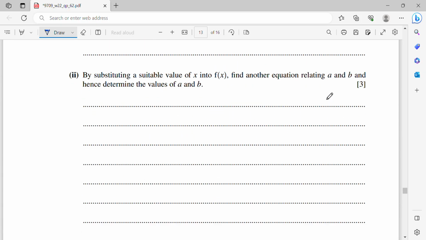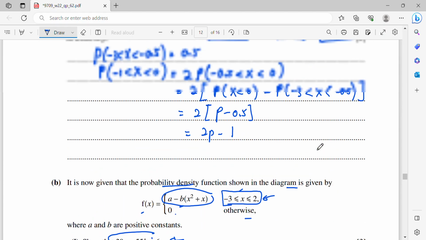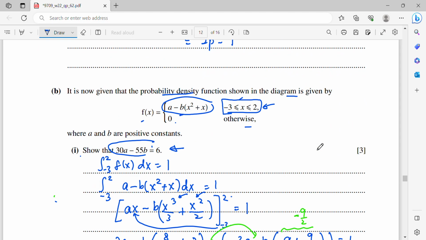Now, part 2: by substituting a suitable value of x into f(x), find another equation relating a and b. Okay, so this is the first part. And hence means use the equation, which is our first part, to determine the values of a and b. So here we have to solve two parts. This is the second part. Now, to get another equation relating a and b, let's go back to the function. Just now we have used minus 3 and 2, right? You integrate for this whole interval, and the integration will be 1, which is the total probability.